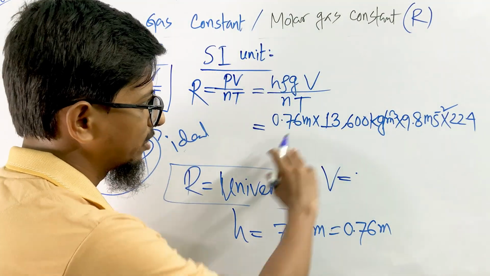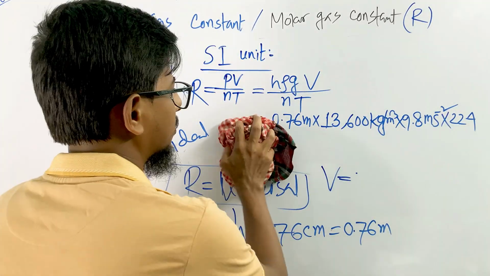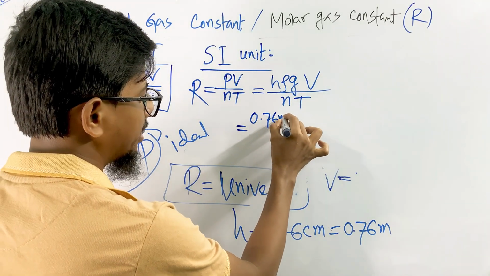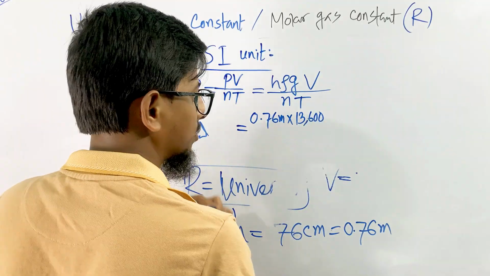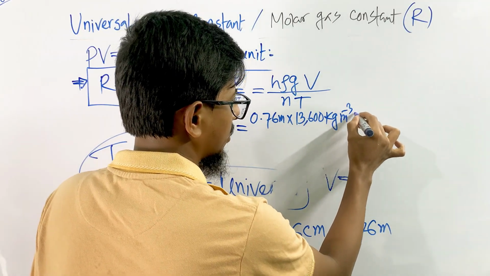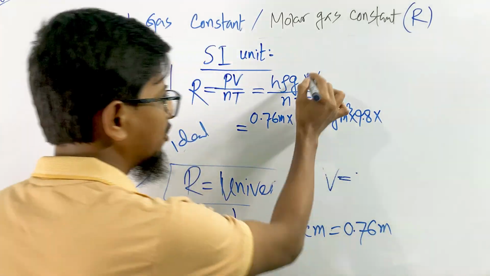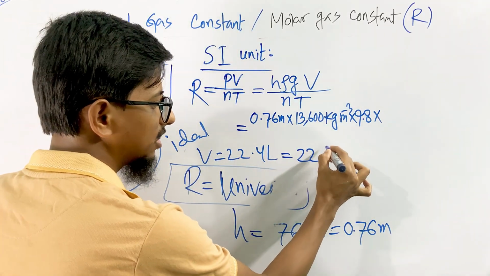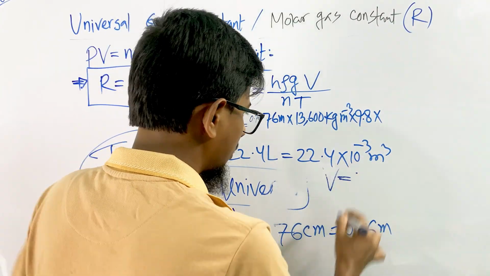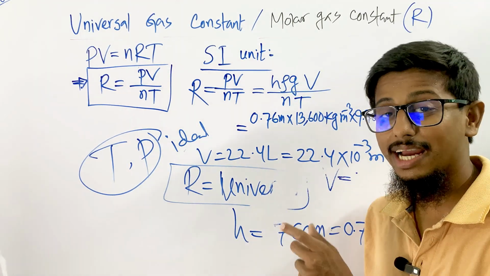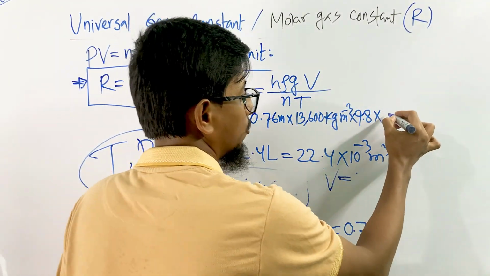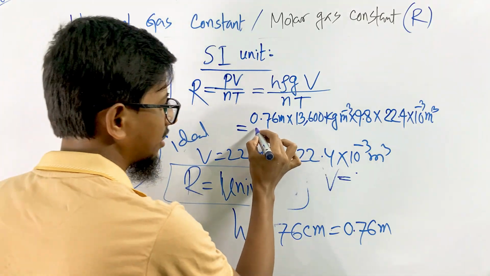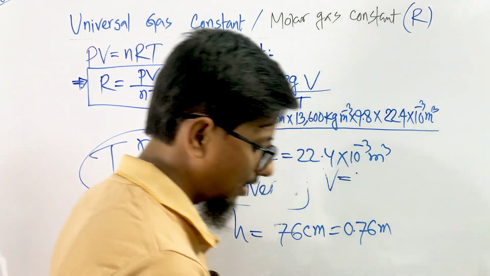In that case, the volume of all gases becomes 22.4 liters. I don't have the space here, so I will remove all of this and rewrite it. I have 0.76 meters times 13,600 kg per meter cube times g, which is 9.8. Now the volume is 22.4 liter, but this is the SI unit, so you have to convert that into meter cube. If you want to convert liter into meter cube, you have to multiply by 10 to the power minus 3. So now the volume is 22.4 times 10 to the power minus 3 meter cube, divided by nT.